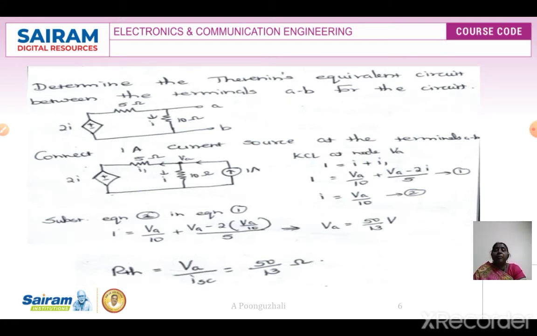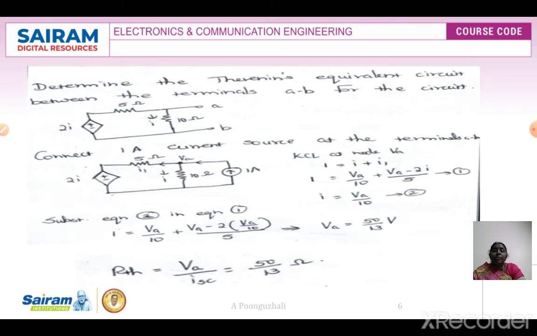If I apply a 1 amp current source, it is going to be connected here. See, this circuit consists of only dependent sources. If it consists of only dependent sources, then you have to connect a 1 amp current source there. So by connecting a 1 amp current source, apply the KCL at your node VA. Incoming current is going to be I, that is 1, equivalent to outgoing current, which is going to be I plus I1. So what is I?